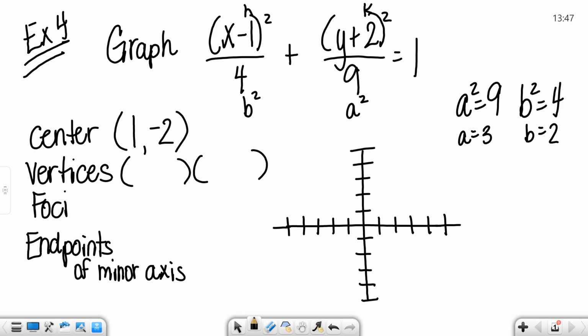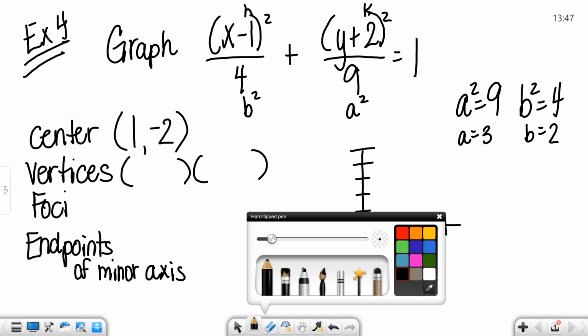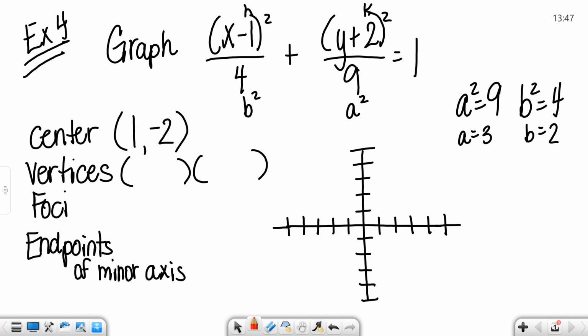Okay, I may have to add a little bit to my graph. All right, so I'm going to start with putting my center on here. My center is (1, -2), not at the origin anymore. All right, there's my center.